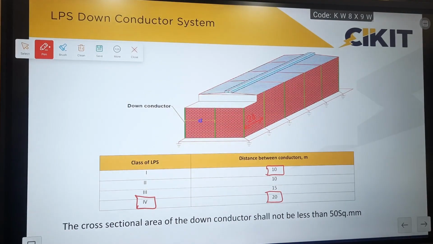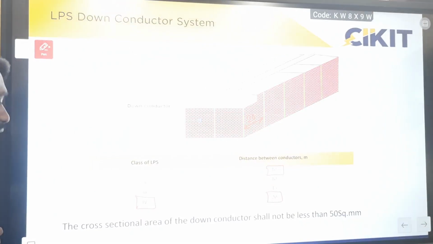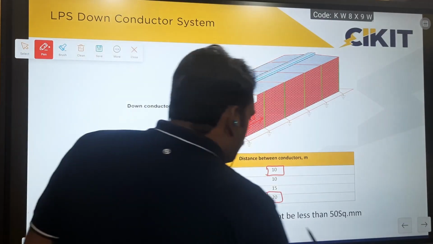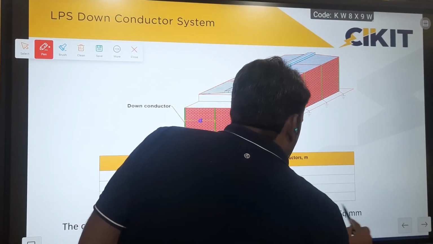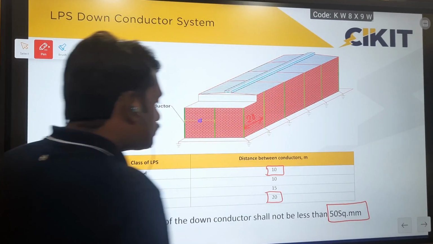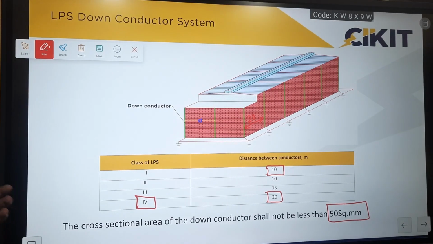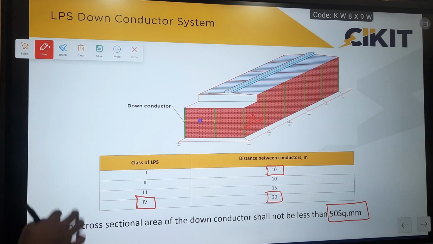For example, if you consider a building of 50 by 50, it is not sufficient to take the down conductor at the 4 corners of the building alone. Depending upon the length and width, I have to take one down conductor at every 20 meters. And the down conductor sizing should be greater than 50 square mm. So the minimum size of the down conductor can be 50 square mm. We cannot reduce the down conductor further. That is the minimum dimension provided by the standard.